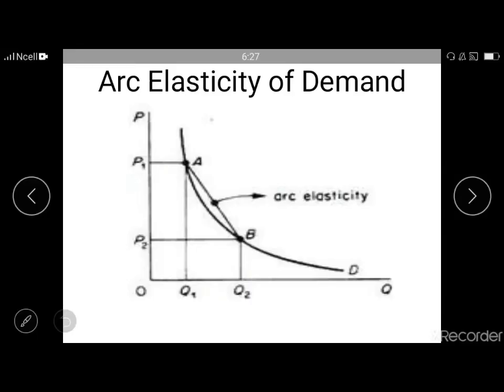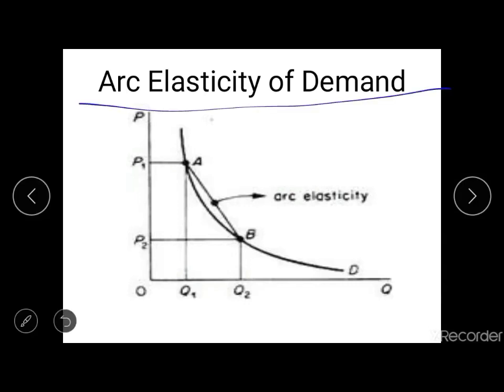Hi guys, welcome back. The arc elasticity of demand is one of the methods of calculating the price elasticity of demand. When the price elasticity of demand is to be calculated between 2 points on the demand curve, then we use the arc elasticity method. In the given figure, the 2 points are point A and point B, and if we want to calculate the price elasticity between these points on the demand curve, then we use the arc elasticity method.